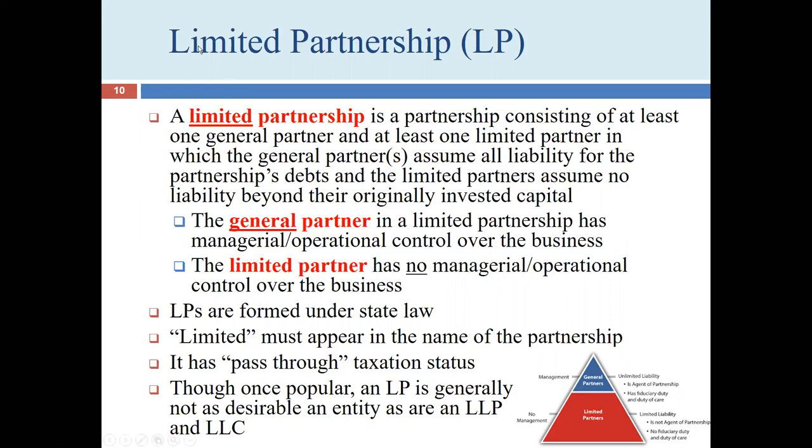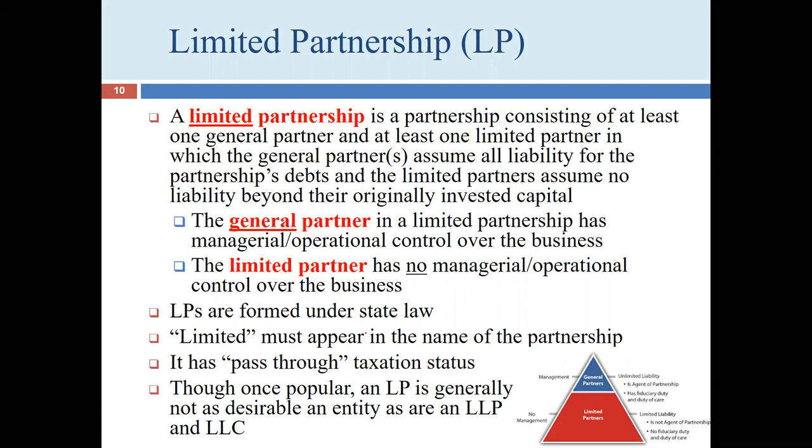Limited partner needs to stay limited. We need to have the name limited in the name of the entity. This is what we call a signal. This is the first entity we've talked about that has a signal. All of the rest of our entities will have signals. And the signal's purpose is to signal to the general public, to vendors, to customers, the nature of the business, that there are some limitations on liability of the owners.